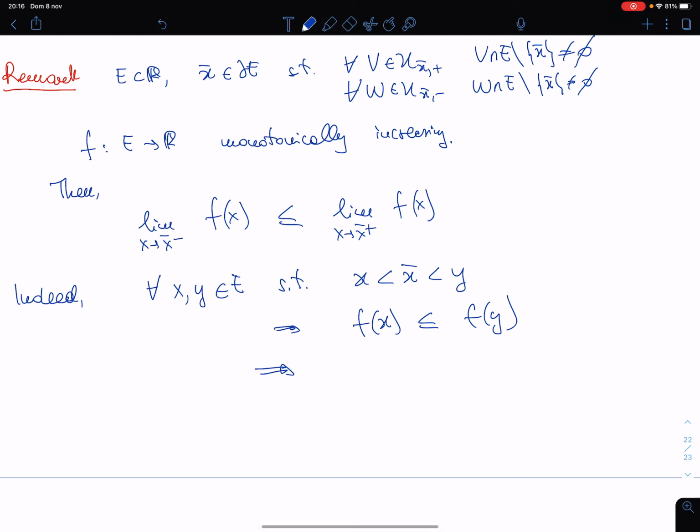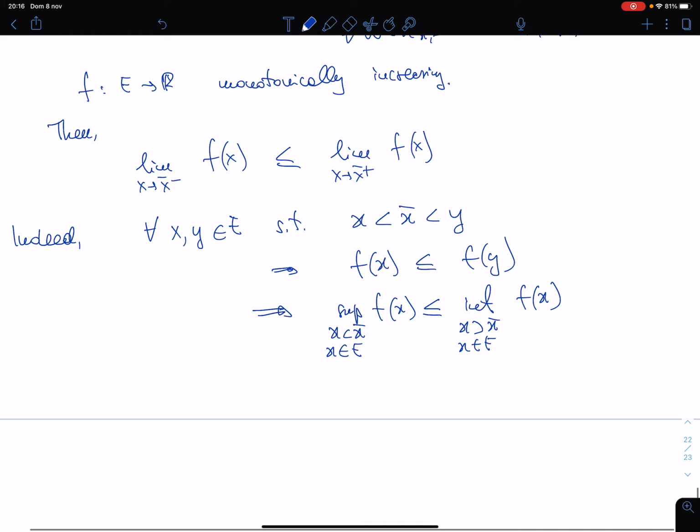Then take the supremum of the two sets. We have the supremum of f for X less than X bar, X in E, is less or equal than the infimum of f, X larger than X bar, X in E. And by the theorem we know that this is the limit from the left, and this is the limit, X going to X bar from the right. Okay? So this is an important relationship.